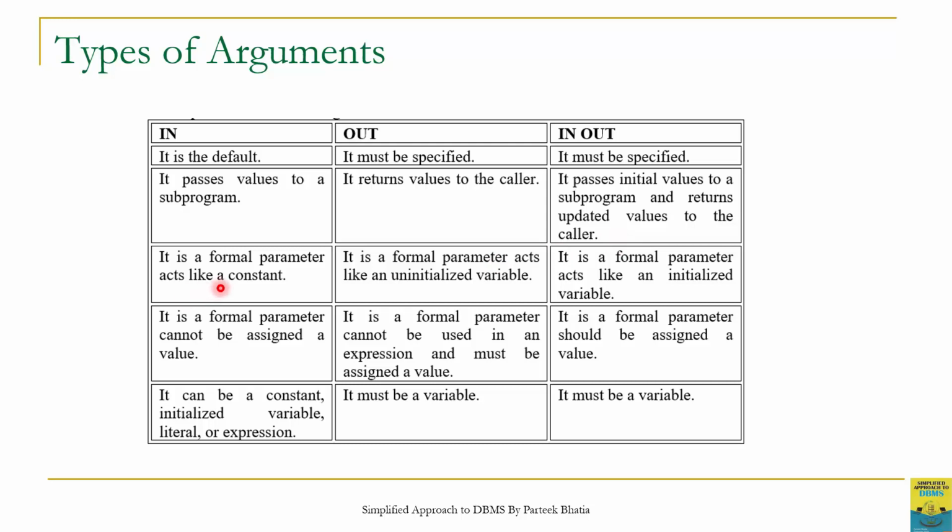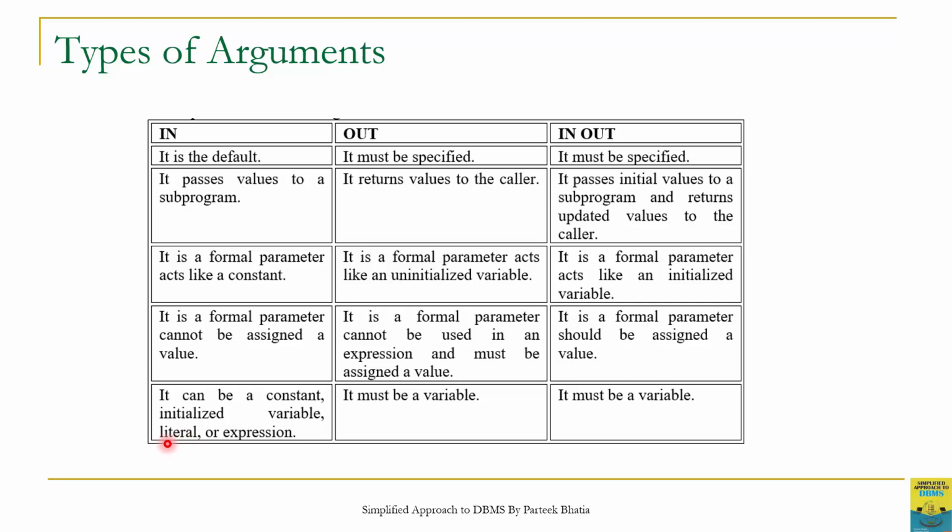In is a formal parameter and it acts like a constant. Out is a formal parameter which acts like an uninitialized variable. In-out is also a formal parameter which acts like an uninitialized variable. In is a formal parameter which cannot be assigned a value. Out is a formal parameter which cannot be used in an expression and must be assigned a value. In-out is a formal parameter and should be assigned a value.